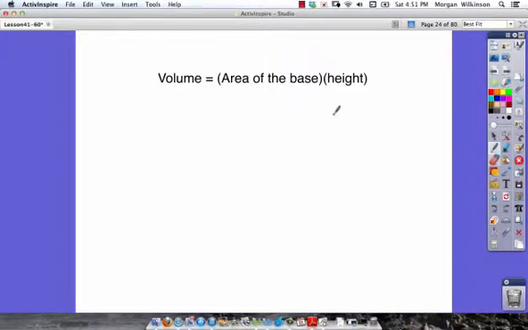Now the key of this lesson, you need this in your notes. The volume is equal to the area of the base times the height. Take 1 minute, put that in your notes, write it big. Volume equals area of the base times the height. Pause now if you need more time.